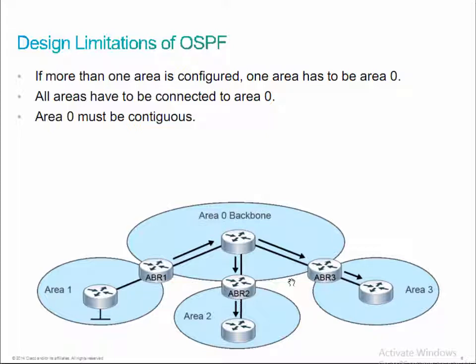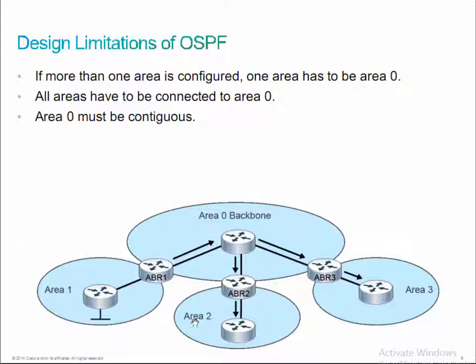Remember that the backbone has to be at the center of all the other areas. You cannot have area one directly connected to area two. It's not possible. One of the elements that needs to be met when we're trying to form a neighbor adjacency is that routers have to be in a common area on the same interface within the same broadcast domain. So if I took a link from the area one router here and connected it to the area two router here, that would break that rule, right? Because one interface would be in one area and the other interface would be in a different area. All right. The backbone does have to be contiguous. You're not allowed to split it into multiple parts.